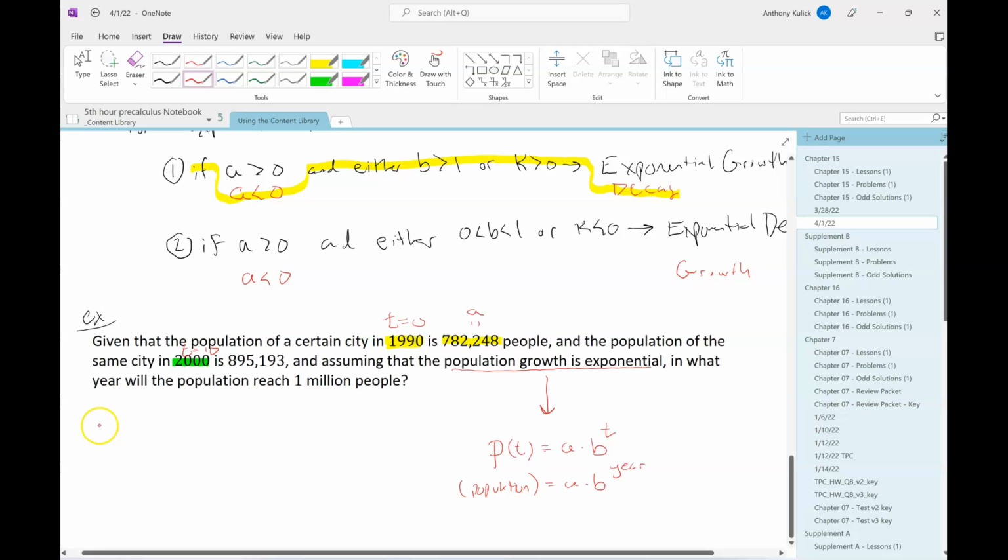So using this then, we can say that P of t is equal to 782,248 times b to the t. And if I want to solve for b, I'm going to plug in 895,193 into my P of t. And I'm going to plug 10 in for t.